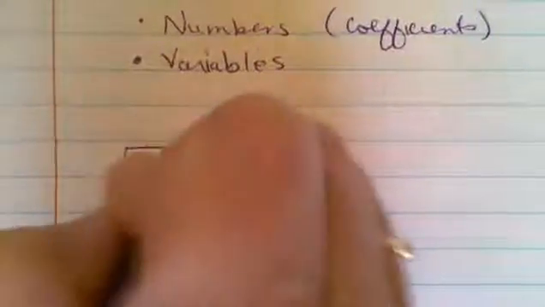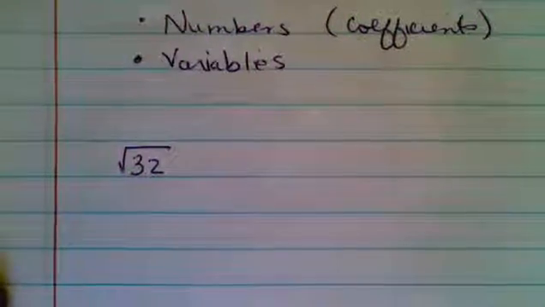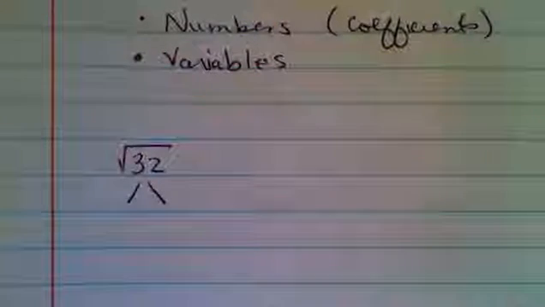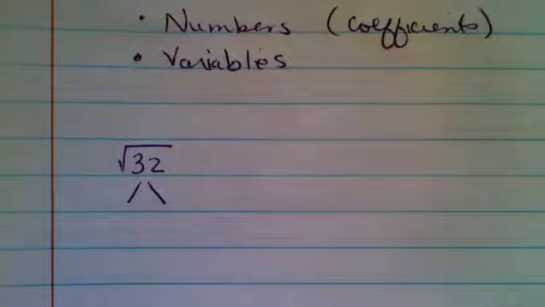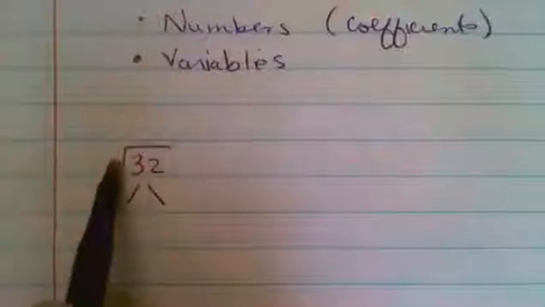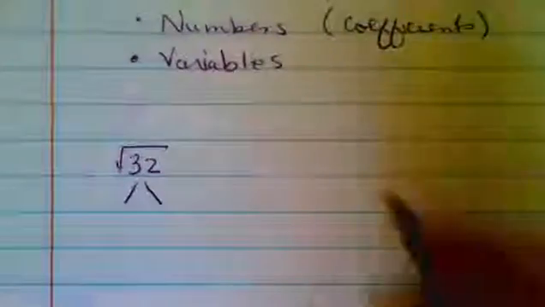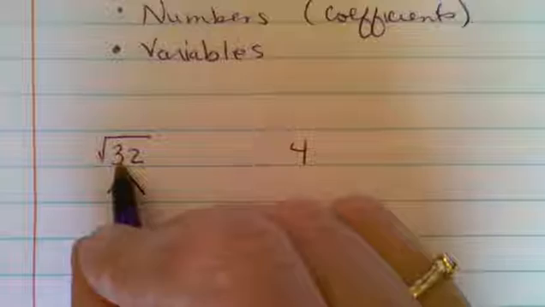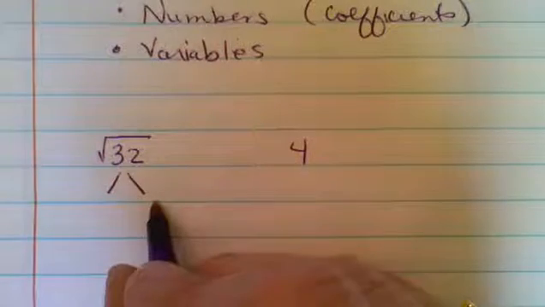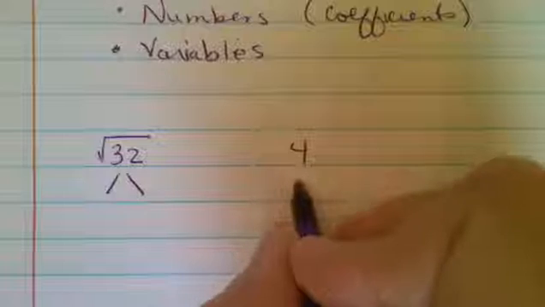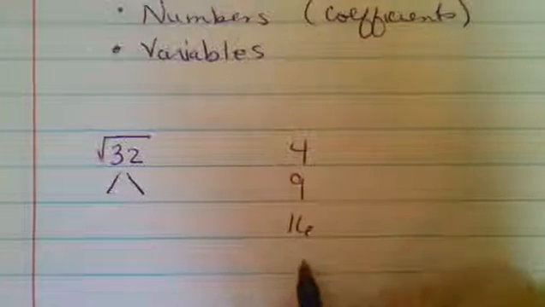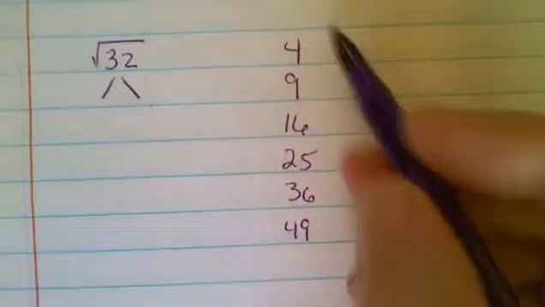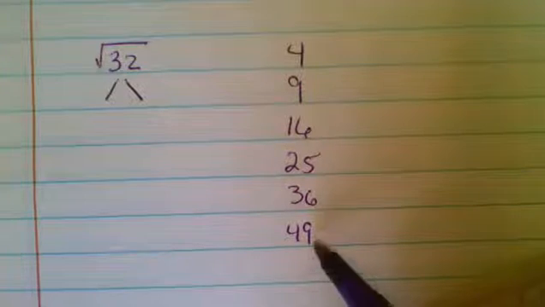So when you have something like the square root of 32, what you need to do with square roots is think, I want to break this up into two things that multiply together, but one of them has to be a perfect square, because I'm dealing with a square root. So what you might want to do is just write the perfect squares. 2 squared is 4, which goes in there, by the way, so we could break it up into the square root of 4 and the square root of 8, but let's keep going. 3 squared is 9, 4 squared is 16, 5 squared, 6 squared, 7 squared.